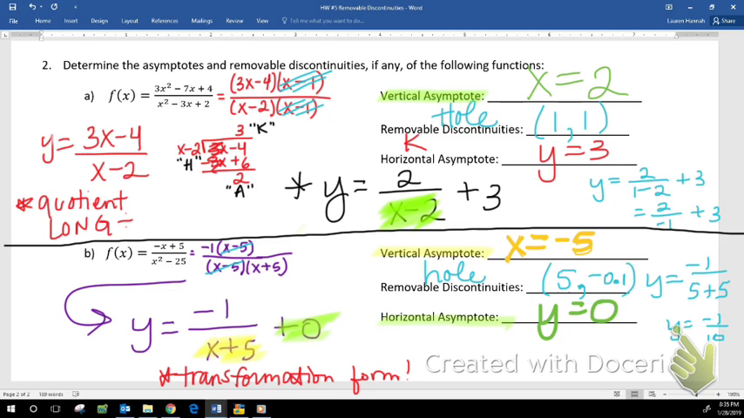So that's a couple examples. Continue to talk to each other, help each other out, and we will discuss when I get back.